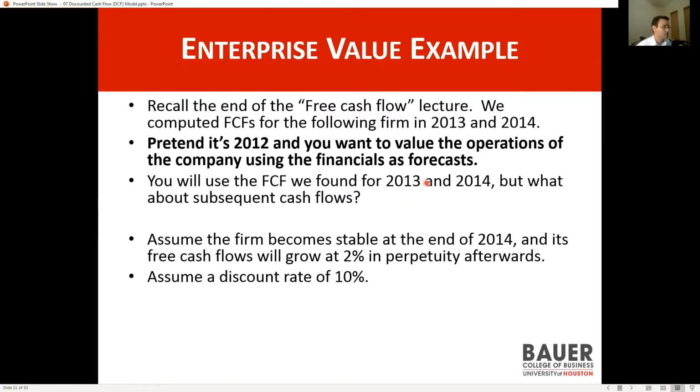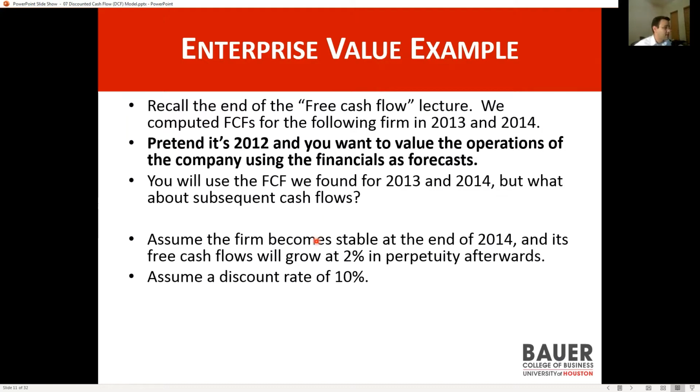We're going to use those free cash flows. We already solved for them, so we don't have to do any extra work for 2013 and 2014. What happens after 2014? Our forecast was a very baby forecast, right? It only went out 2 years. So what happens after those 2 years? We have to say something about the company.